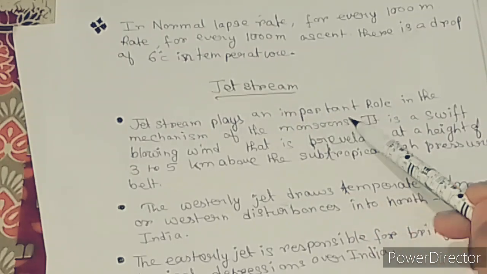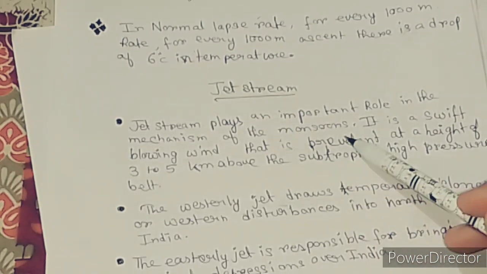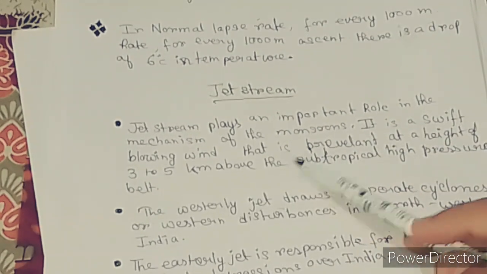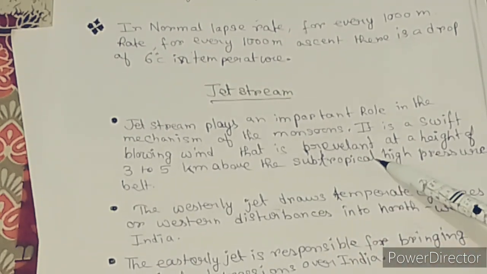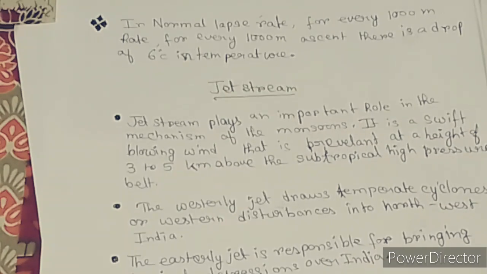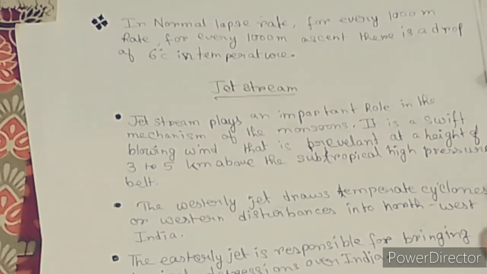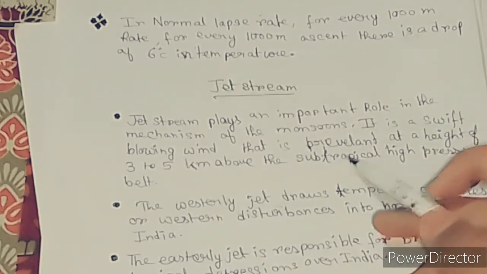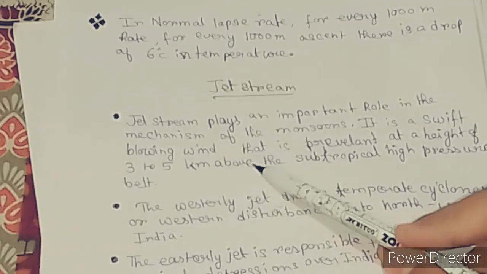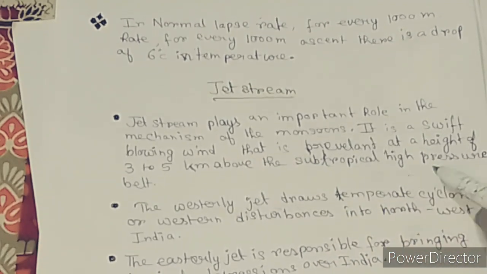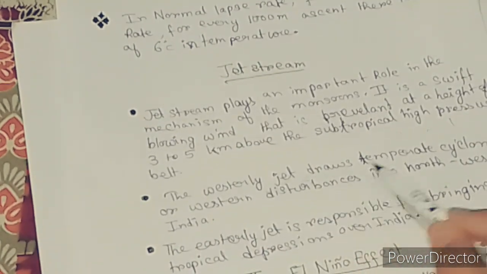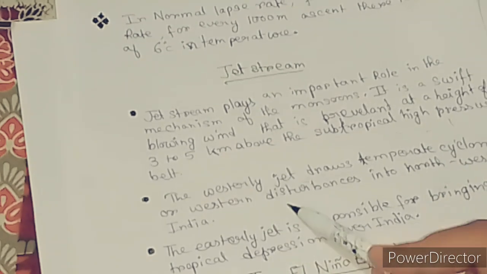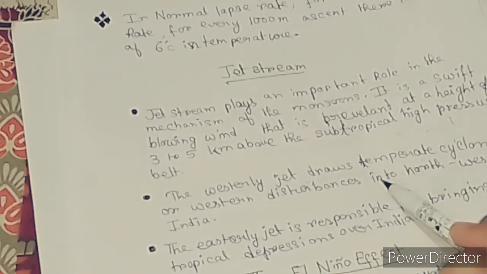Jet streams play an important role in the mechanism of the monsoon. It is a swift blowing wind that is prevalent at a height of 3 to 5 km above the subtropical high pressure belt. So what are jet streams? Jet streams are the winds that blow 3 to 5 km above the subtropical high pressure belt, and they are swift blowing winds. Now, the westerly jet draws temperate cyclones or western disturbances into northwest India.